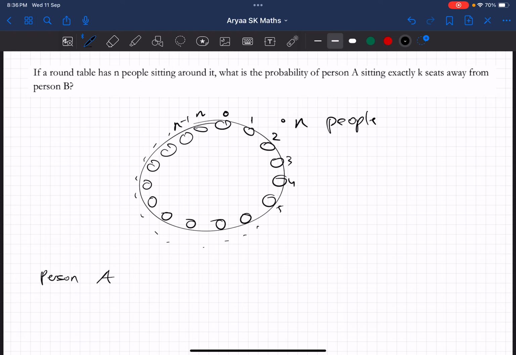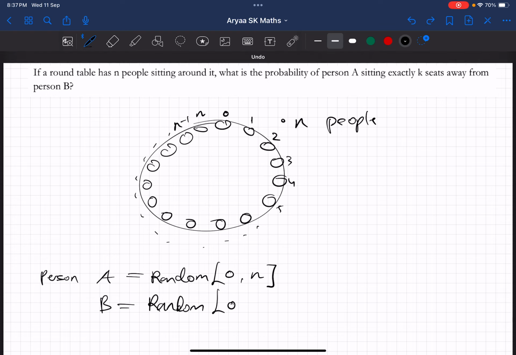person A, we can assign A to be a random number between 0 and n inclusive. I'll use these brackets. This is some weird notation, but I'll let it be. And we'll also assign B to be a random number between 0 and n. So essentially, we're just picking out random numbers between 0 and n inclusive.